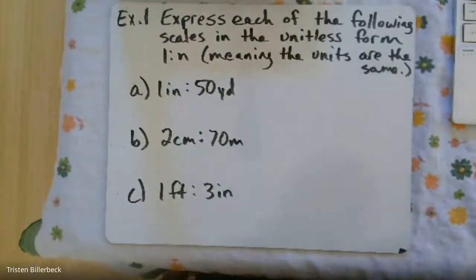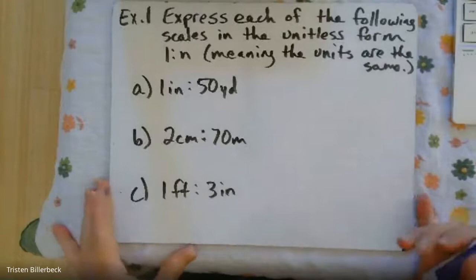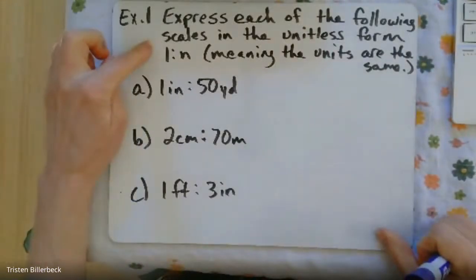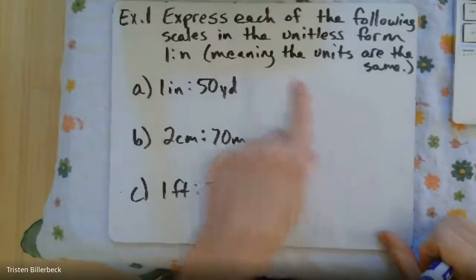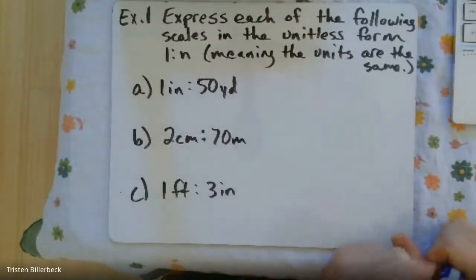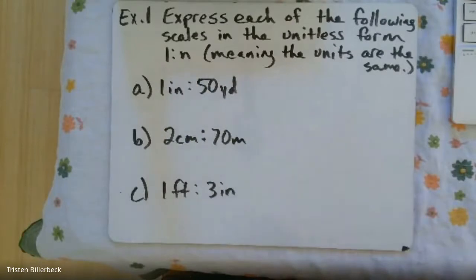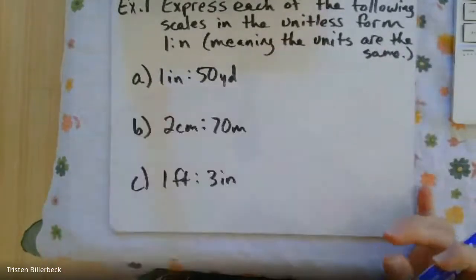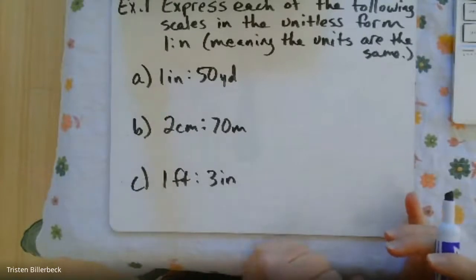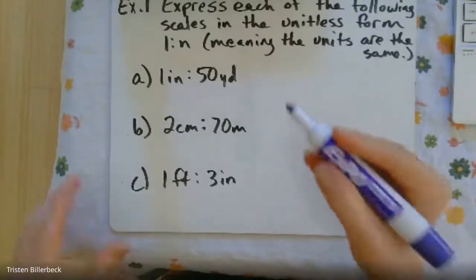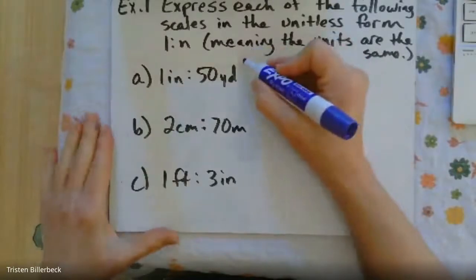Okay, ratios are unitless, but scales are not. Express each of the following scales in unitless form, to be very specific. We want it 1 to n, meaning the units are the same. This is what your book wants you to practice. This may work perfectly with the plan that's being made, but this is what your book wants you to do.